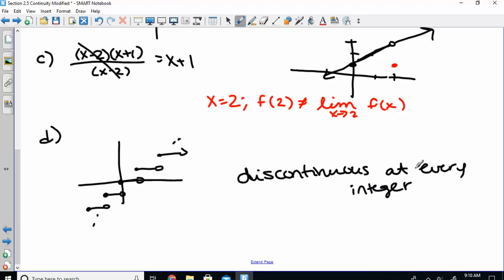What's the reason? Does the function exist at the integers? Yeah, there's a closed circle. Does the limit exist? We could do a right-hand limit, we could do a left-hand limit, but do they meet? No, so the overall limit doesn't exist at those pieces.